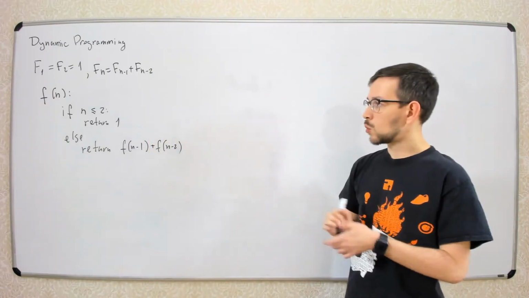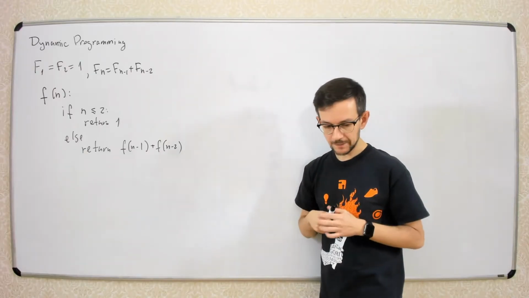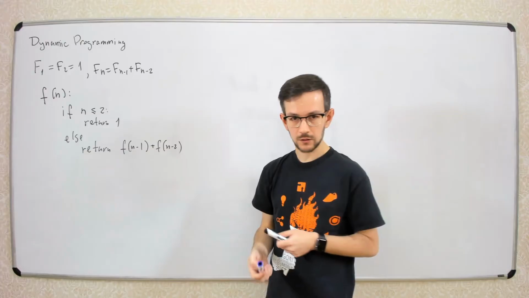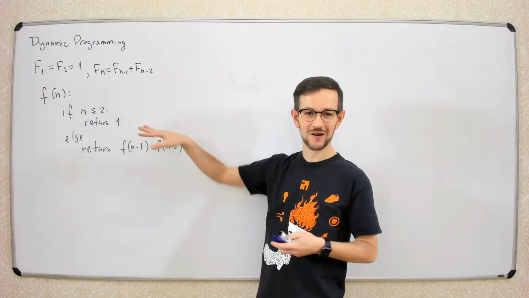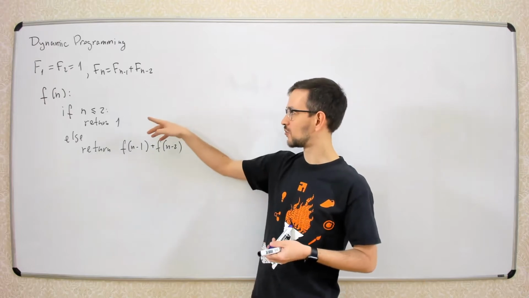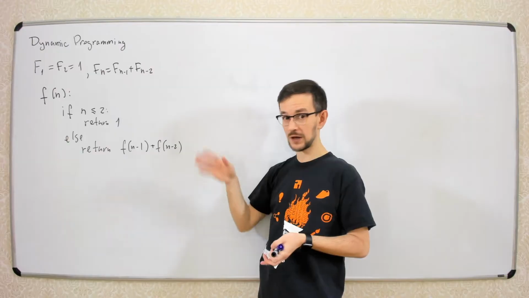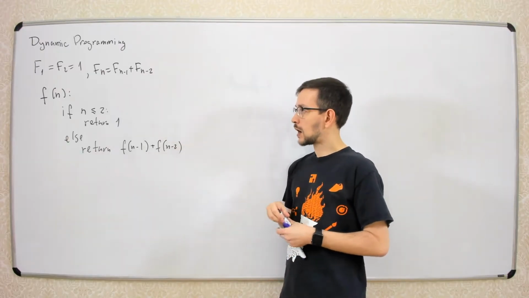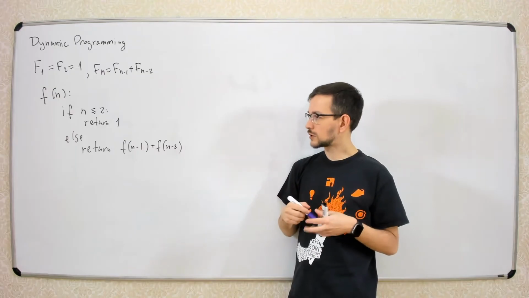So, what will happen if you try to run a program like this? It will calculate the Fibonacci number. That's correct. This is an absolutely correct program. If you run it for number n, it will return the nth Fibonacci number, as expected. But the problem is that the time complexity of this program is too big.